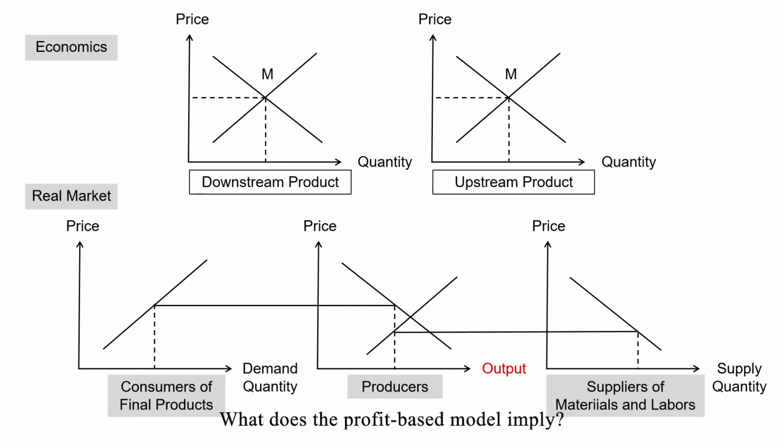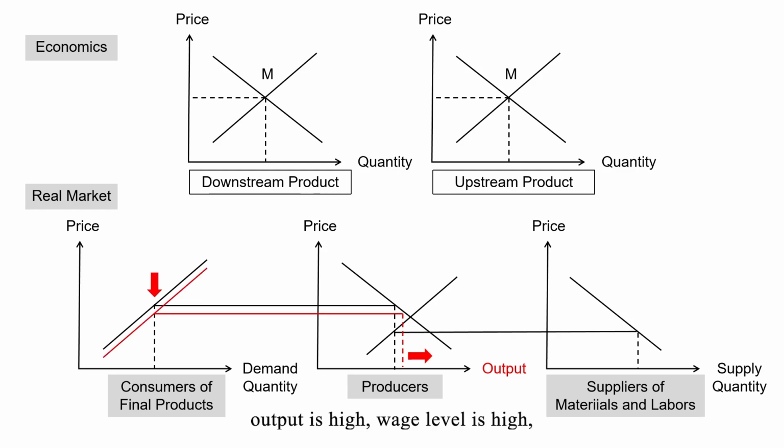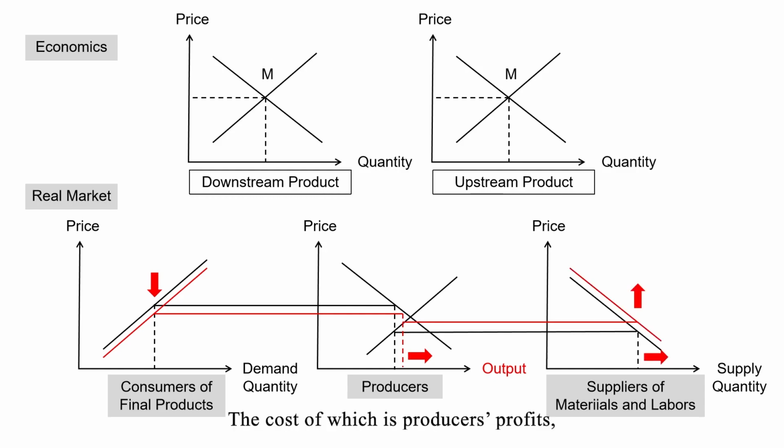What does the profit-based model imply? Firstly, there is no ideal market status of equilibrium. Government intervention does not necessarily disturb market equilibrium or reduce economic efficiency. Secondly, the ideal market status is that all producers make low profits and sell as much as they can supply. In that way, the price of products is low, output is high, wage level is high, and unemployment rate is low, the cost of which is producers' profits, as they make low profits.